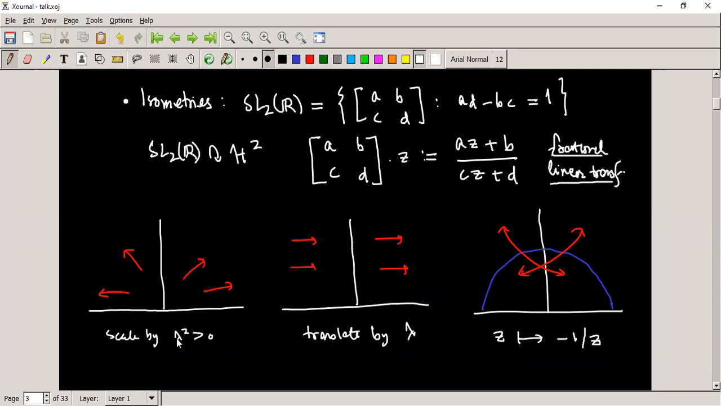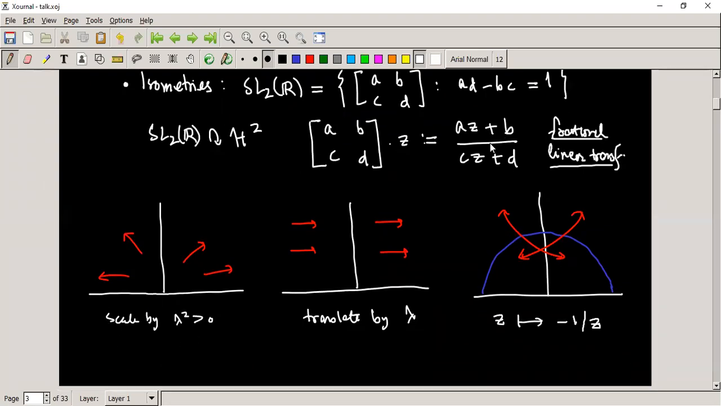So one is scaling. This is in fact a fractional linear transformation, because you just plug in a equal to lambda and d equal to 1 over lambda, with b and c equal to 0. This is just a diagonal matrix, (lambda 0; 0 lambda inverse). You scale everything centered at 0. That obviously preserves the upper half space, and this is an isometry in our geometry. That is definitional.